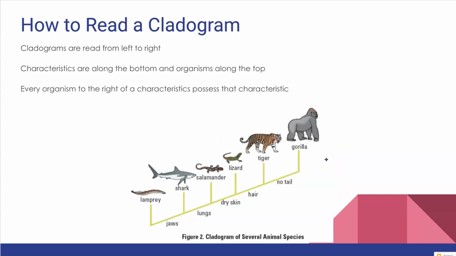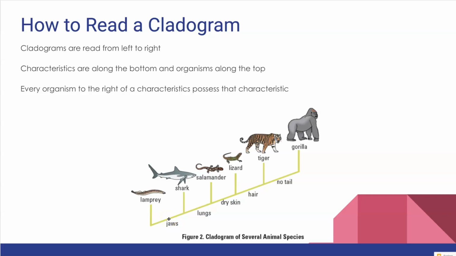Okay? So when we read the cladograms, we read them left to right, like you would normally. Okay? We have the characteristics along the bottom and the organisms along the top. It kind of moves in an upward stair pattern. Okay? So lamprey, shark, salamander, lizard, tiger, gorilla. Okay? Along the bottom, jaws, lungs, dry skin, hair, no tail. Okay? This is the point of the characteristic.